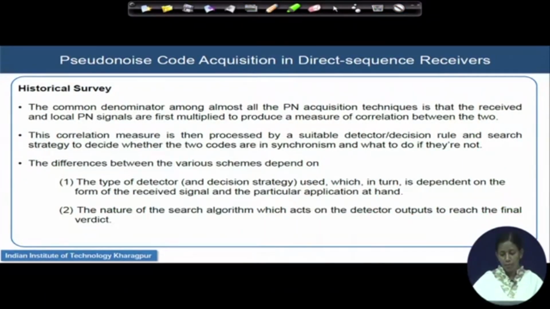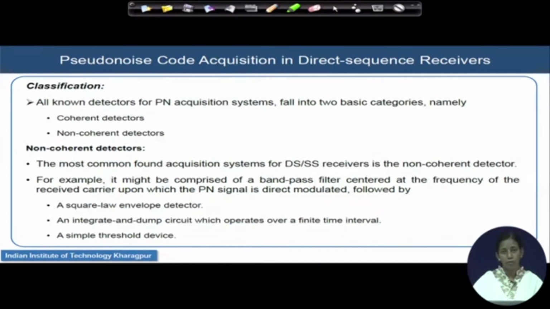So, we will first look, based on the detector, at how the classification comes in the PN acquisition systems. The classification will be mostly based on whether coherent or non-coherent detection is going on. For direct sequence spread spectrum systems, we prefer a non-coherent detector. Remember why? Code synchronization and carrier synchronization are two different processes that together constitute the synchronization in the spread spectrum communication system.